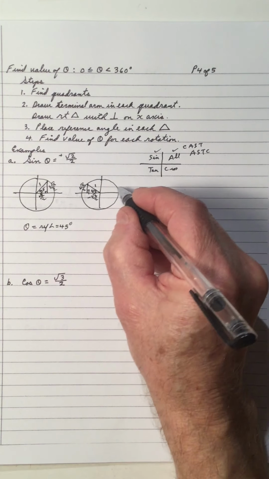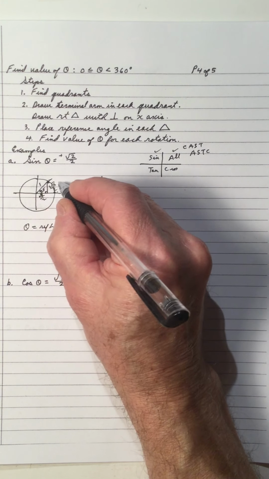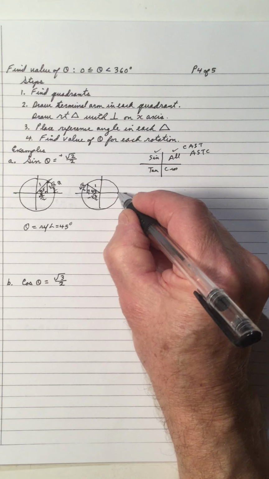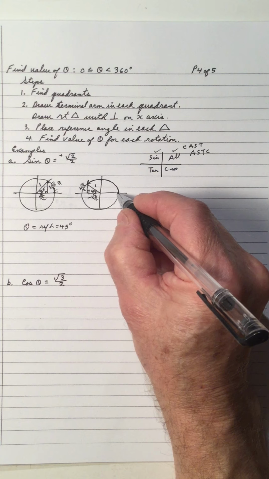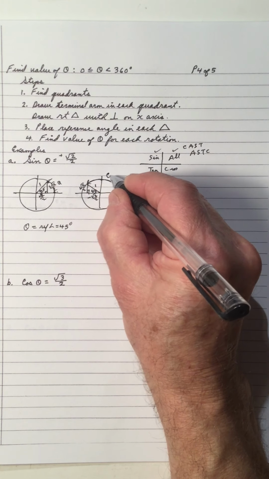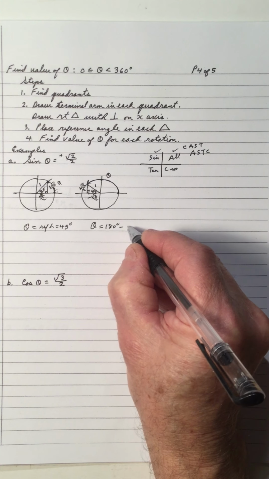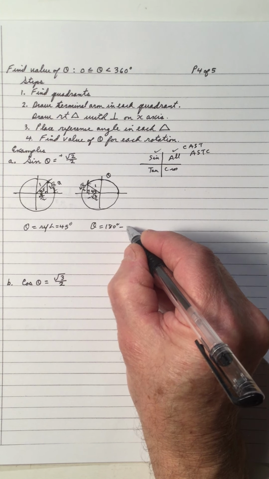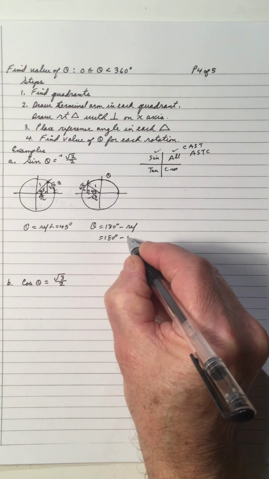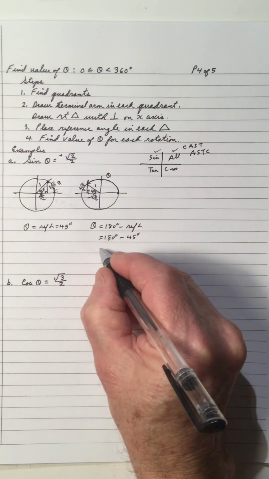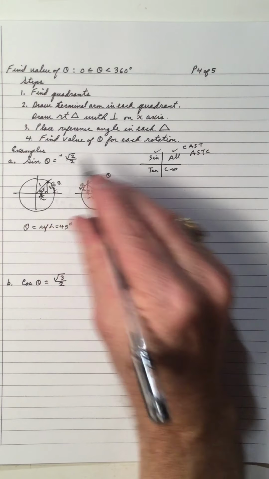And in the second quadrant, remember theta is the rotation from the initial arm, from (1, 0), over to here. So that's theta. In this quadrant, theta is 180 minus the reference angle. So that's 180 minus the 45 degrees, and that's 135 degrees. So that's the two answers for this question.